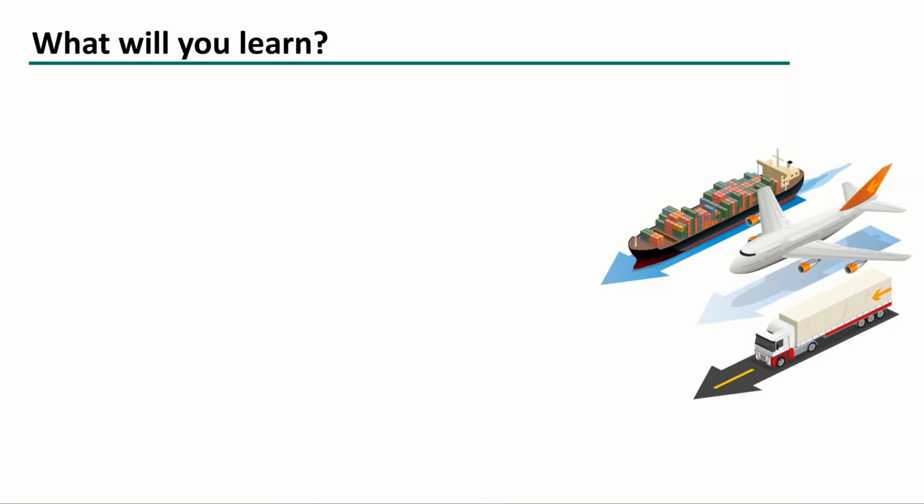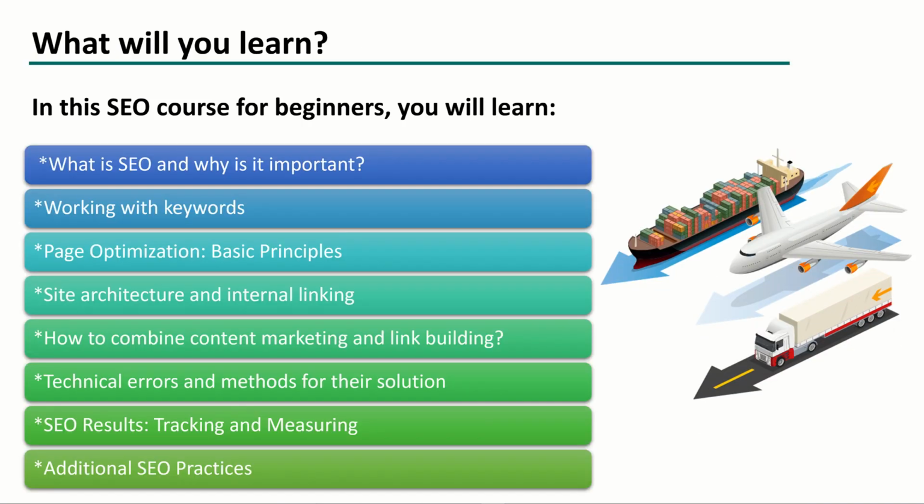In this course, what will you learn? You will learn what is SEO and why it is important, working with keywords, page optimization, basic principles, site architecture and internal linking, how to combine content marketing and link building, technical errors and methods for their solution, SEO results, tracking and measuring, additional SEO practices.